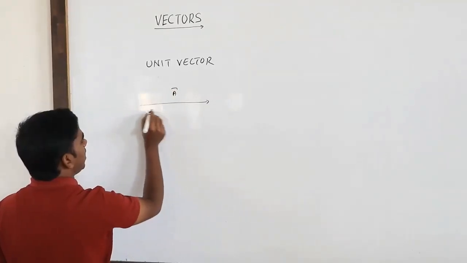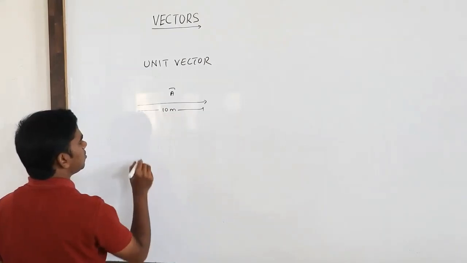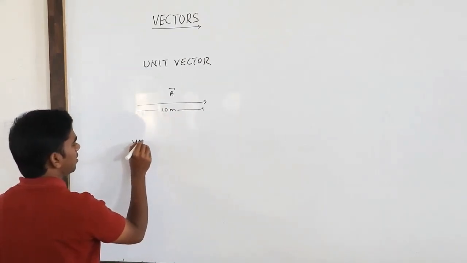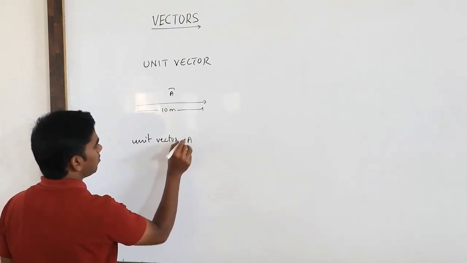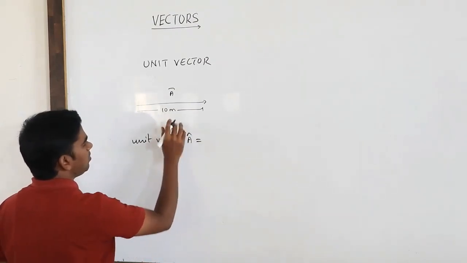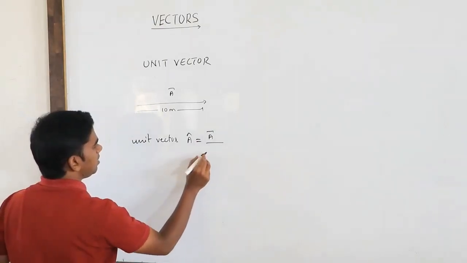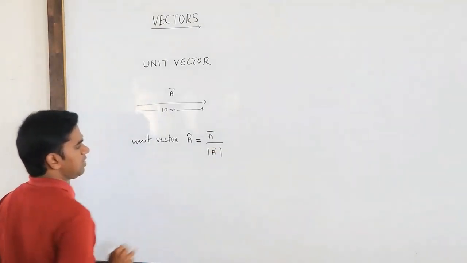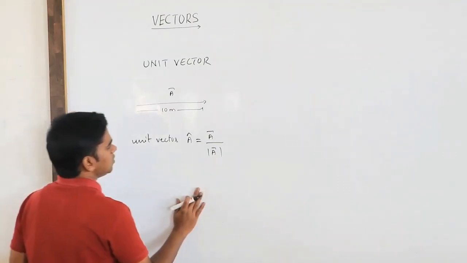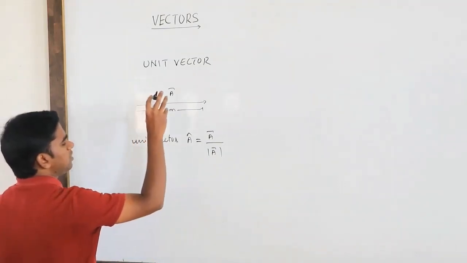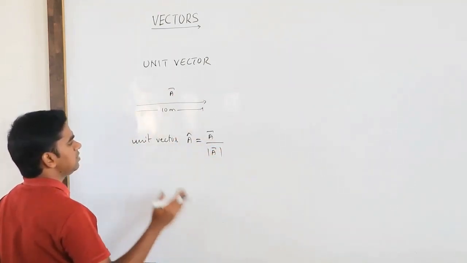So suppose its magnitude is some 10 meter. Okay, so then what is the unit vector? Unit vector we have to denote it by A cap. So A cap will become vector A divided by magnitude of vector A. Okay, so if you take the vector and divide by its magnitude, you will get the unit vector.